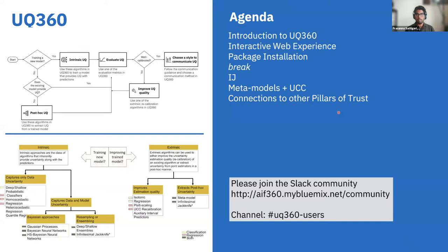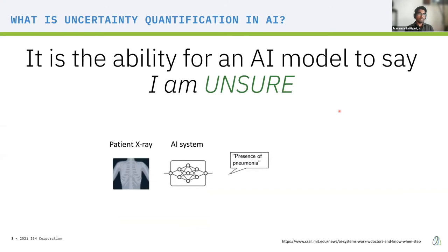All right. So the what question: what do we mean by uncertainty quantification in AI? Simply, it's the ability for an AI model to say, I'm unsure. So think of critical systems like in the medical domain. If you have a system that is trying to predict the presence of pneumonia, we don't just want a system which gives us a best guess. To really make the predictions actionable, we need some measure of uncertainty or confidence from the model also.